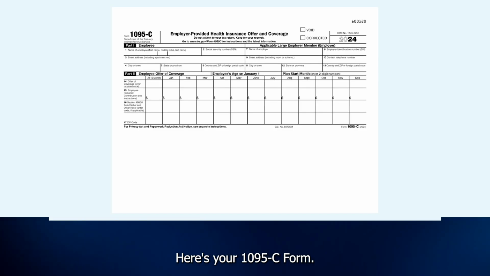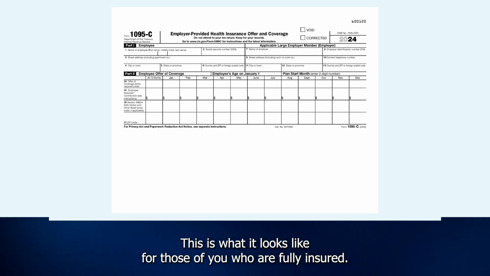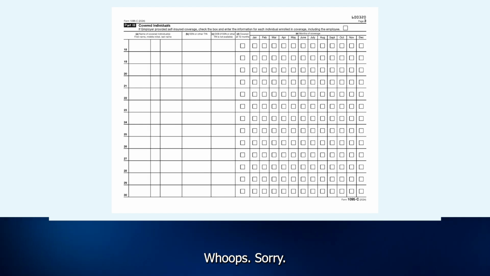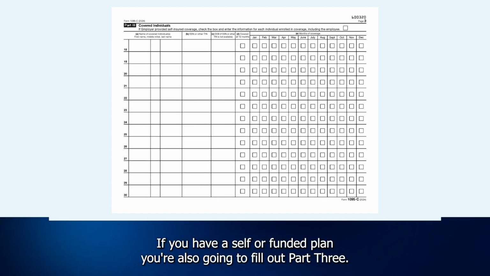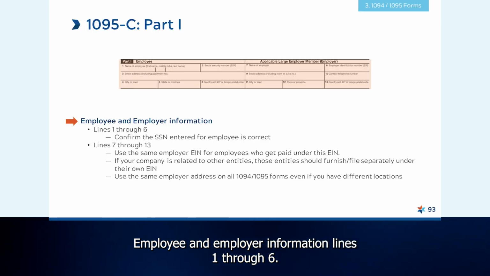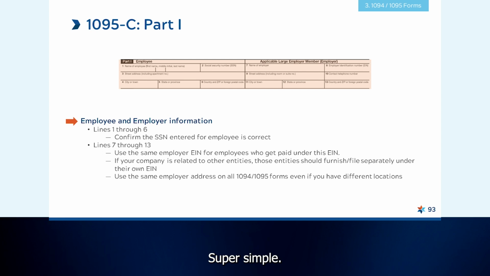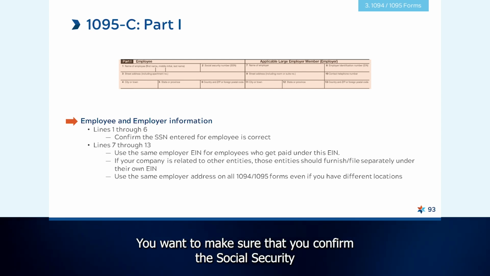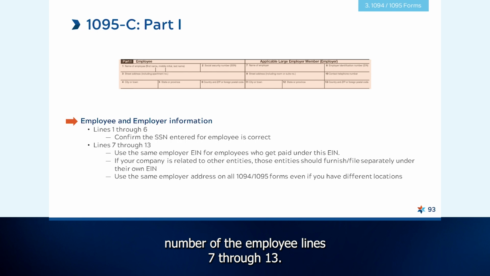Okay, here's your 1095C form. This is what it looks like. For those of you who are fully insured, this is all you have to fill out. Whoops, sorry. If you have a self-funded plan, you're also going to fill out part 3. Employee and employer information, lines 1 through 6, super simple. You want to make sure that you confirm the Social Security number of the employee.